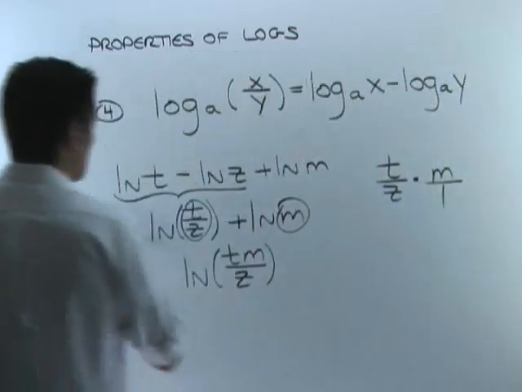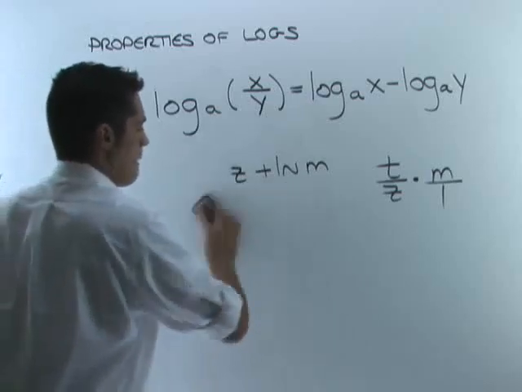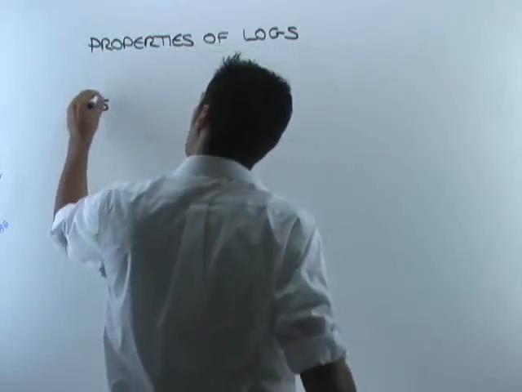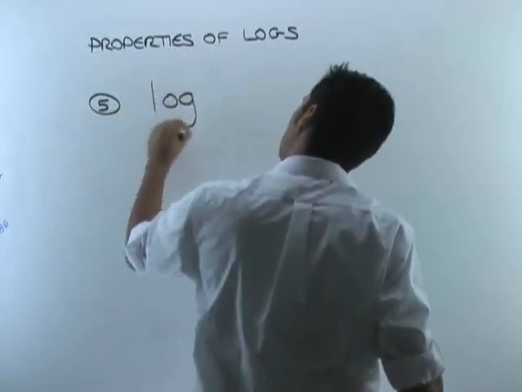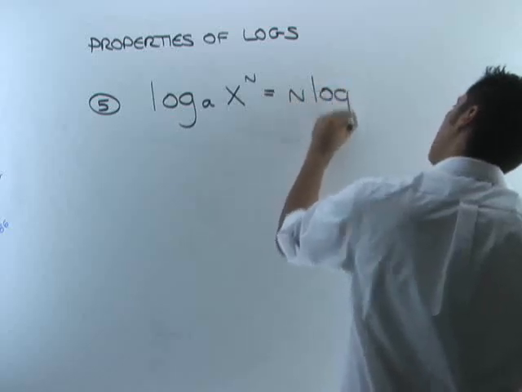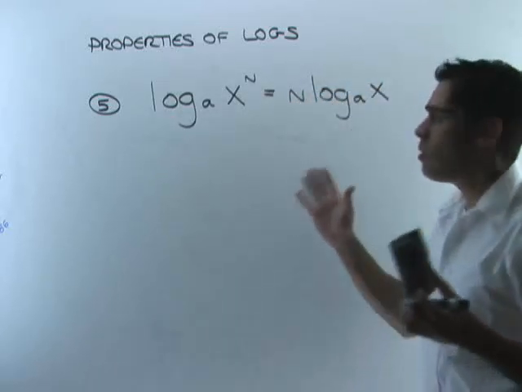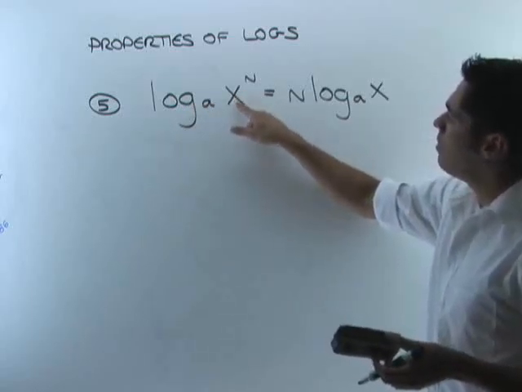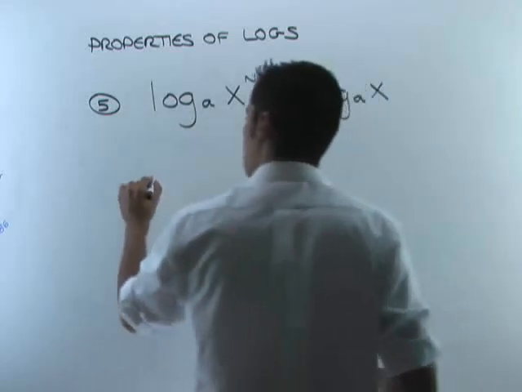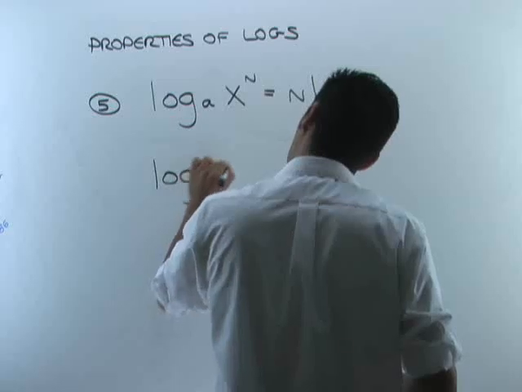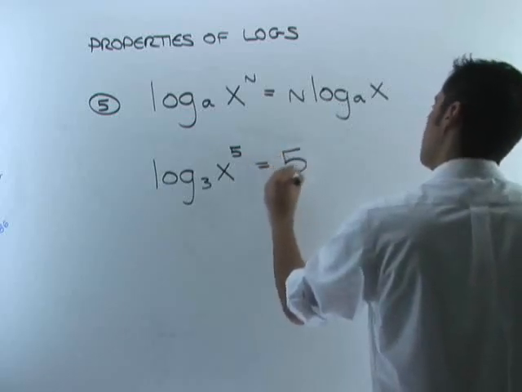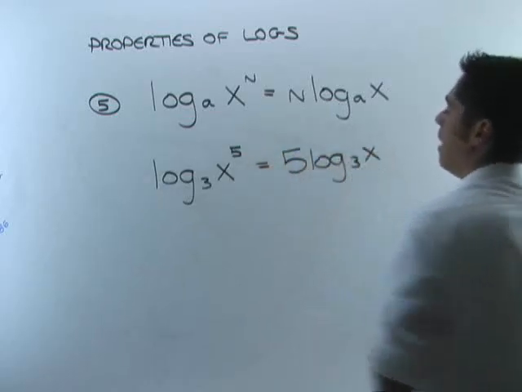All right, let's move on to our last property. It's probably one of the more important properties of logs, the 5th one. It says that log base a of x to the n equals n log base a of x. So essentially what this property is saying is that if you have a log, you have something raised to a power, the power can be pulled out in front and be multiplied like a number. So here's an example. What's log base 3 of x to the 5th power? Okay, well that's equal to, according to this property, 5 log base 3 of x, and that's it.